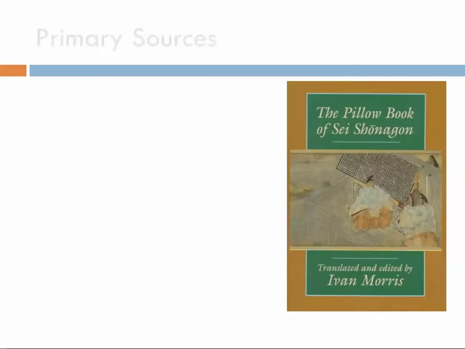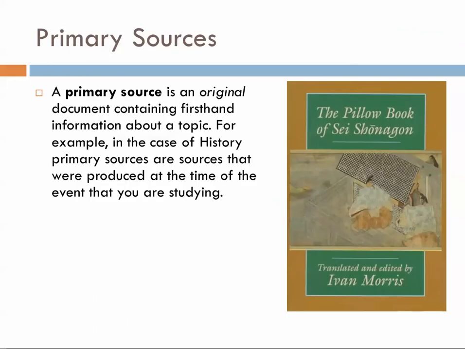So let's start with primary sources. A primary source is an original document containing first-hand information. First-hand, that's the important word, about a topic. For example, in the case of history, primary sources are sources that were produced at the time of the event that you're studying, that you're researching. Although they are often the most important sources you use, this is not why we call them primary. They are primary because they are the first sources that address the question at hand.